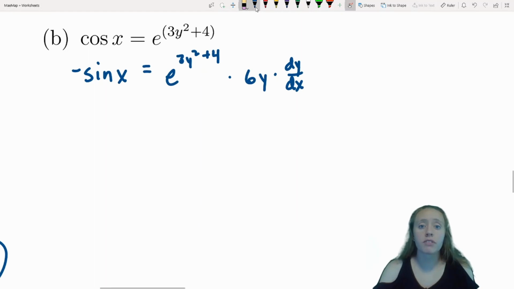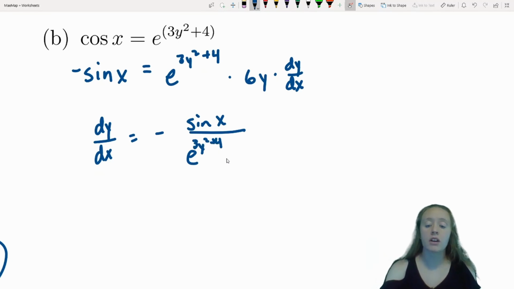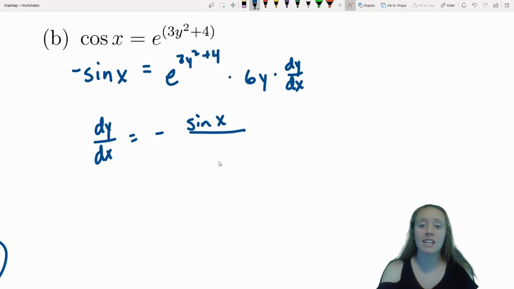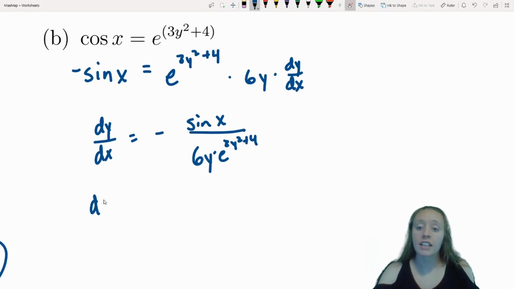Now, in order to simplify this down, I'll get that my dy/dx is equal to negative sine of x all over e to the (3y squared plus 4) times 6y, or 6y times e to the (3y squared plus 4). And again, how I did that is I just divided by everything that dy/dx was multiplied by in order to isolate it. So now, finding that second derivative, again, we're going to need to use the quotient rule.